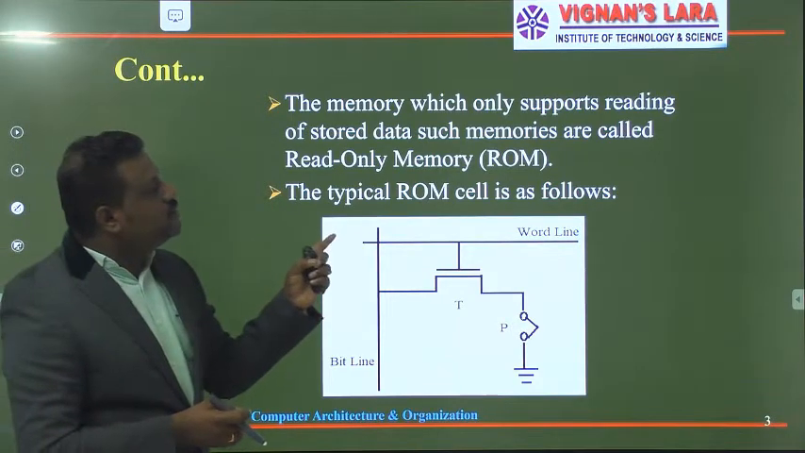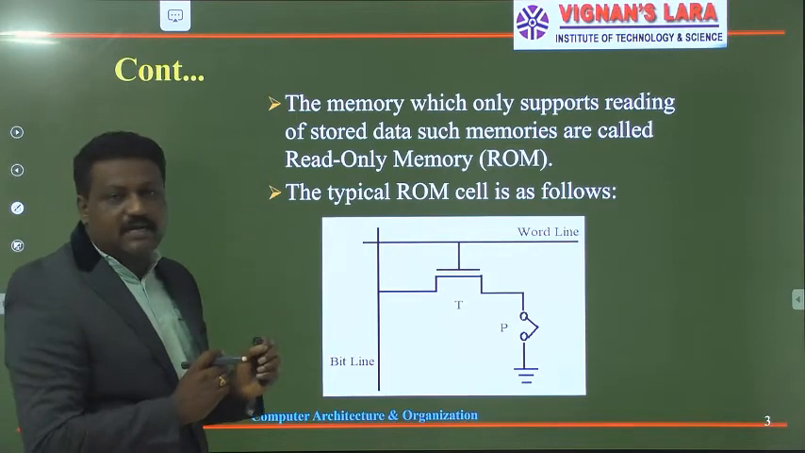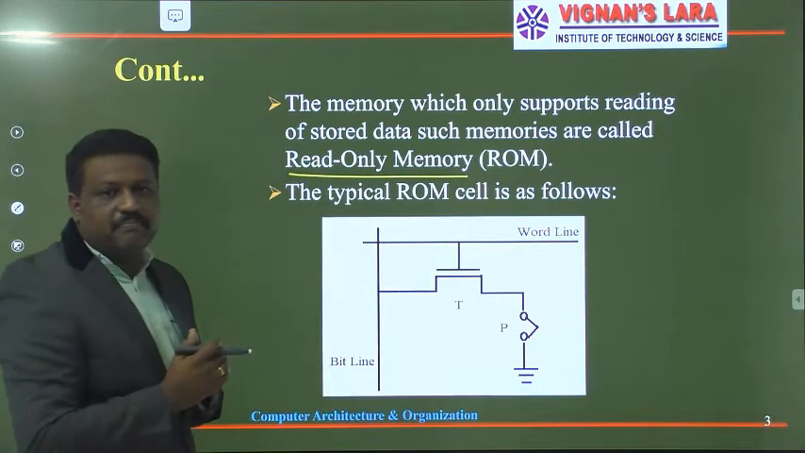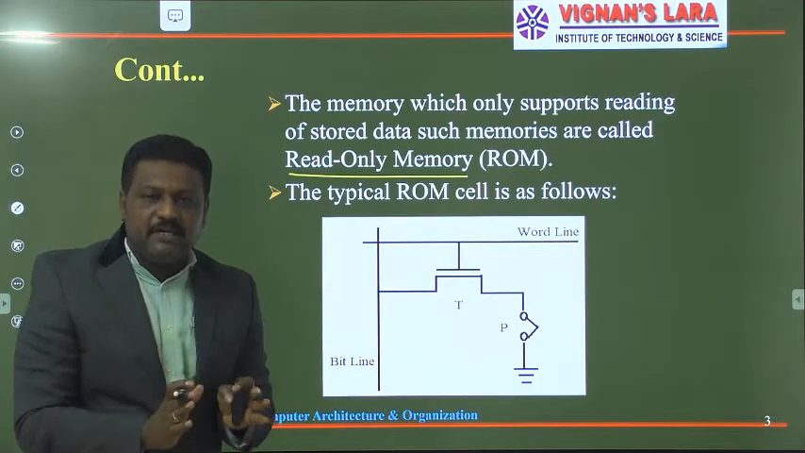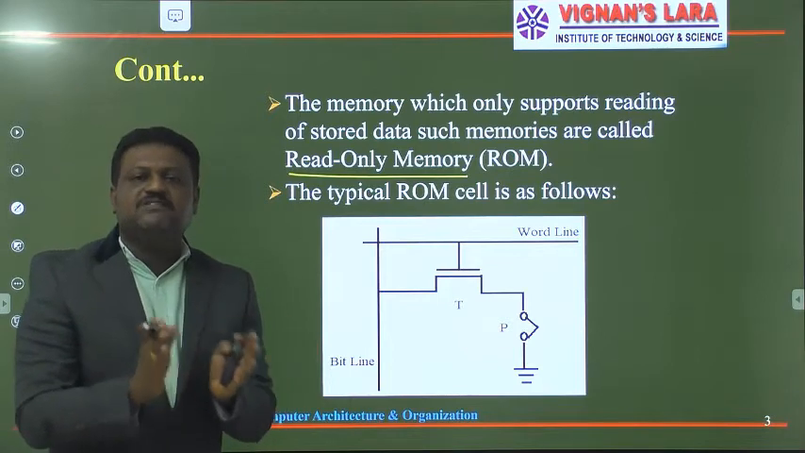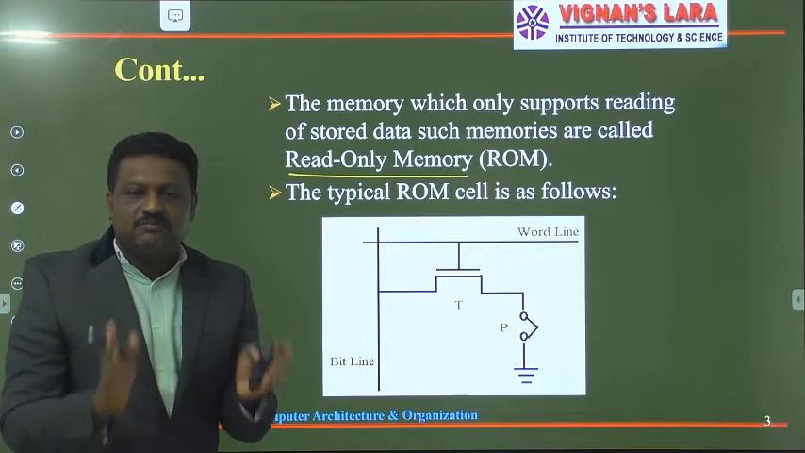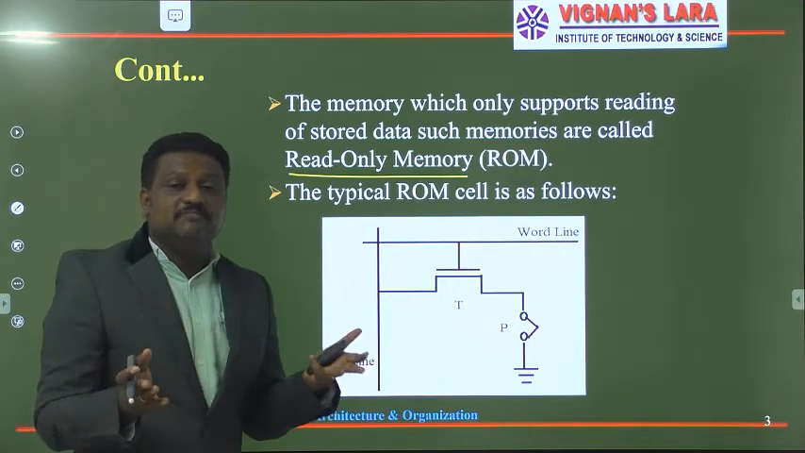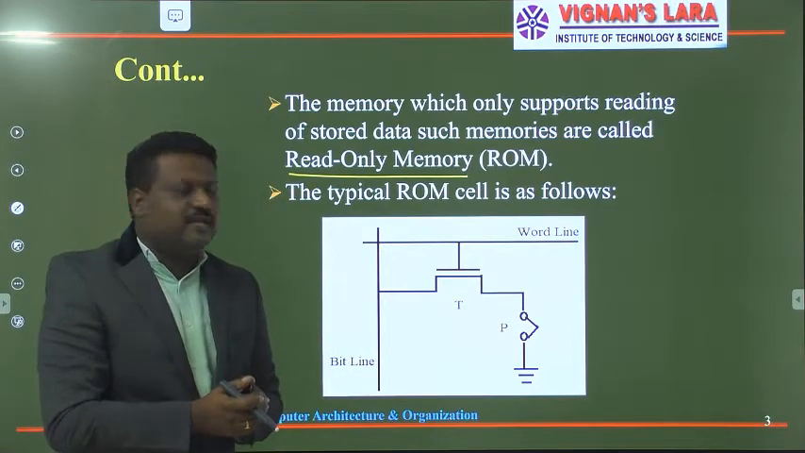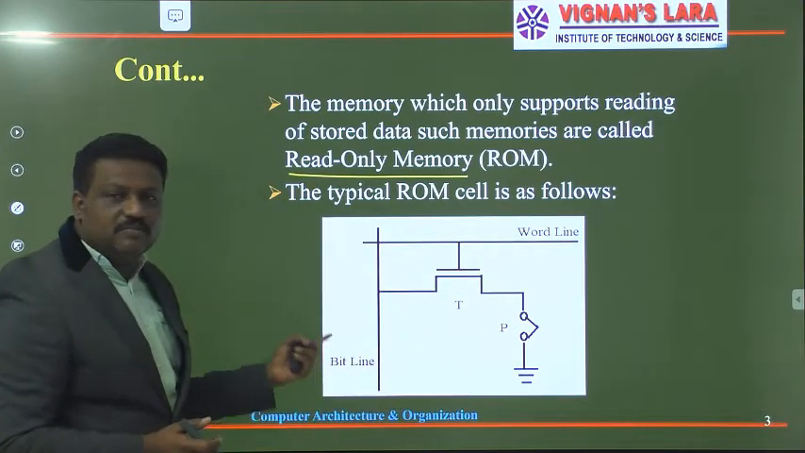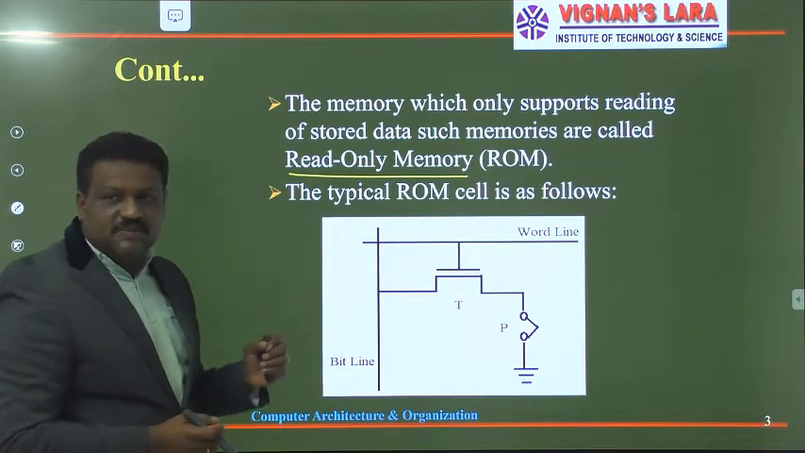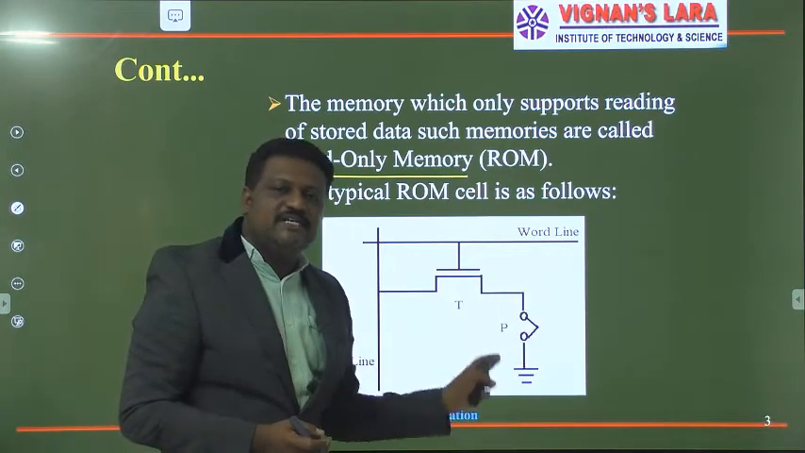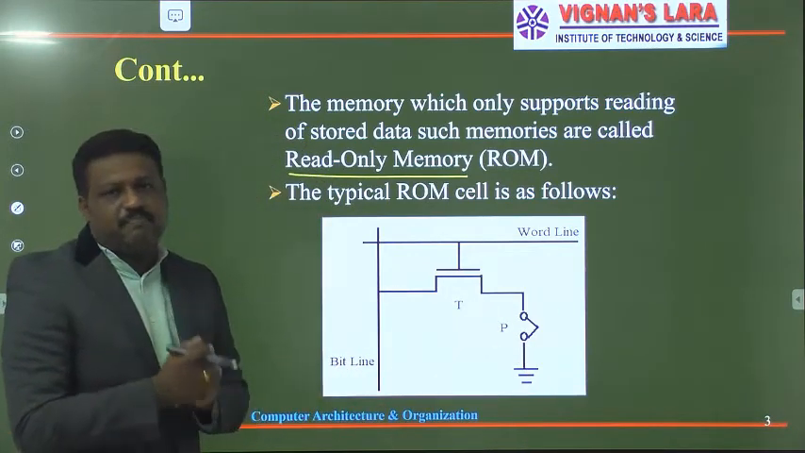A memory which only supports reading of stored data is called read-only memory (ROM). It means if a memory purely supports only one operation, which is the read operation, such memory we can call read-only memory. If it supports only reading, how does its memory cell look like? See guys, this is a read-only memory cell. This memory cell consists of a MOS transistor, along with a switching arrangement, which I can call P.